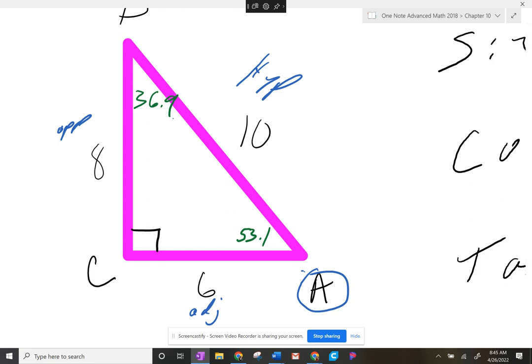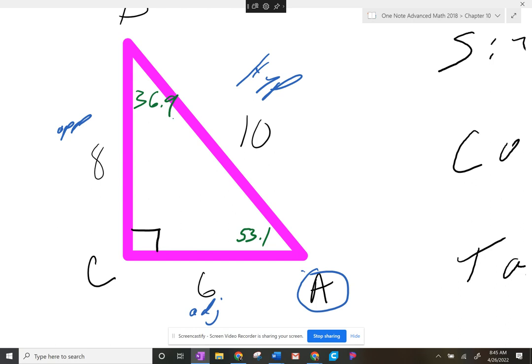So again, if you find one angle, you can figure out the other ones just by subtracting from 180. You don't have to do sine, cosine, tangent to figure out the other side. So once you find one angle and a right angle, or right triangle, you can get all three angles.